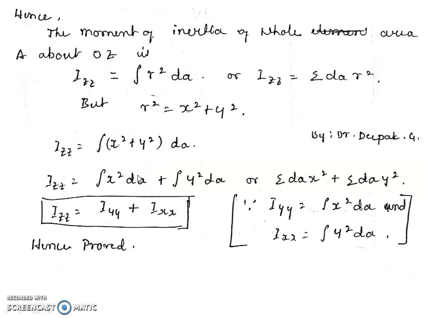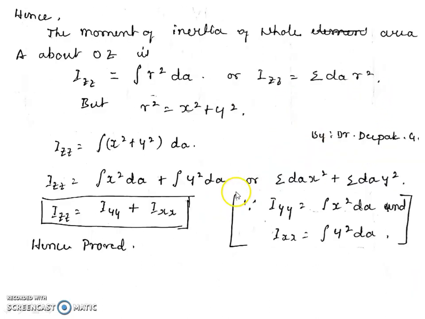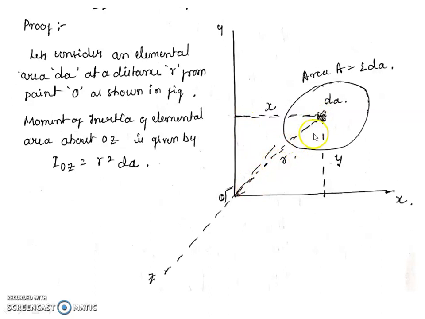Now, I took this elemental area and found its moment of inertia with respect to OZ. Now I want the moment of inertia of the whole area with respect to OZ. So I will integrate the equation. Then the expression becomes Izz is equal to the integral of r square dA. But again r square is equal to x square plus y square. This r is the hypotenuse, this side is y, this side is x.